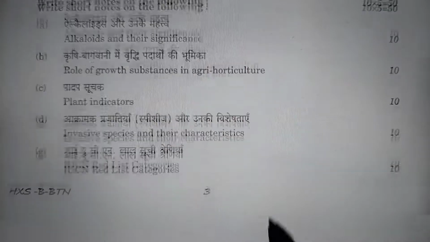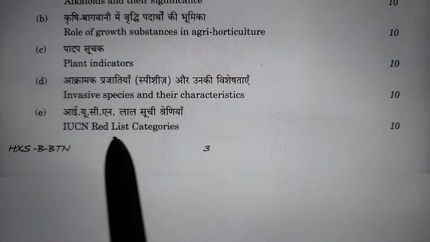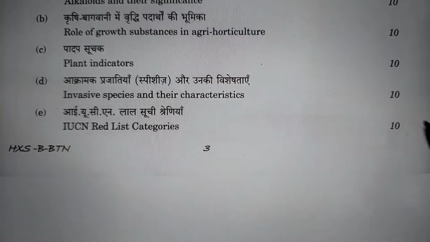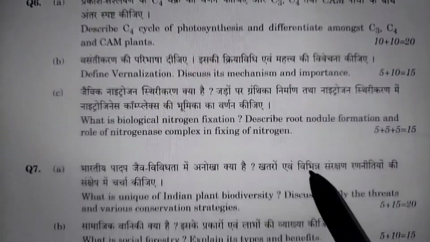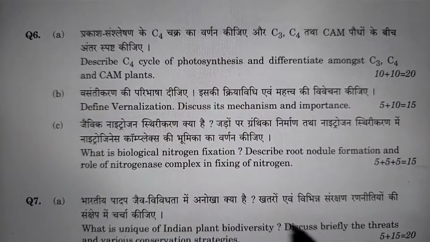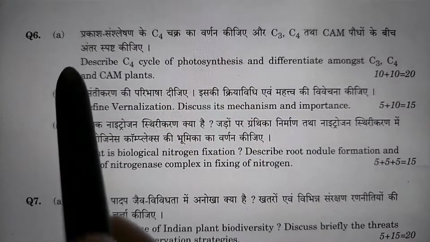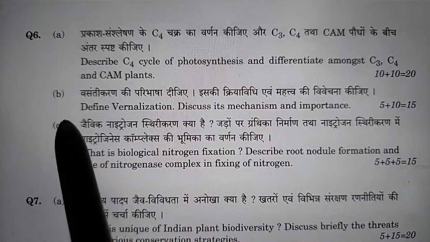10 marks. IUCN red data list categories. 10 marks. So these are all compulsory. Now question number 6. This question number 6 also has 3 options, A, B and C.